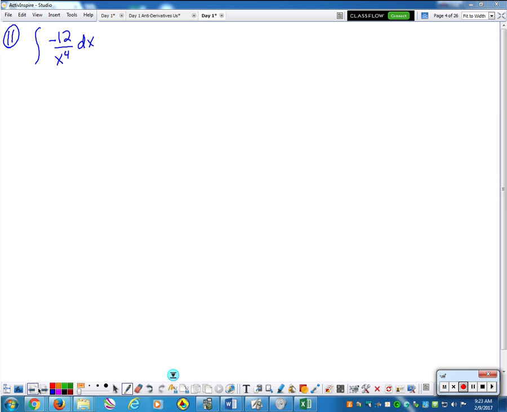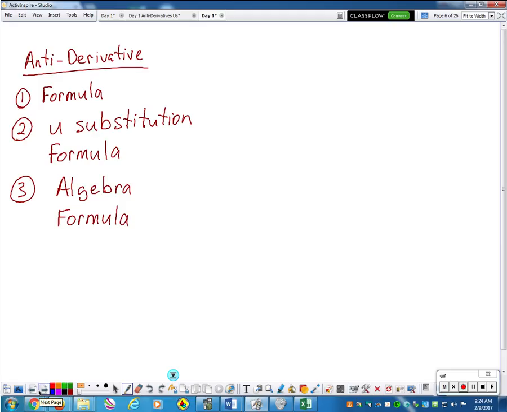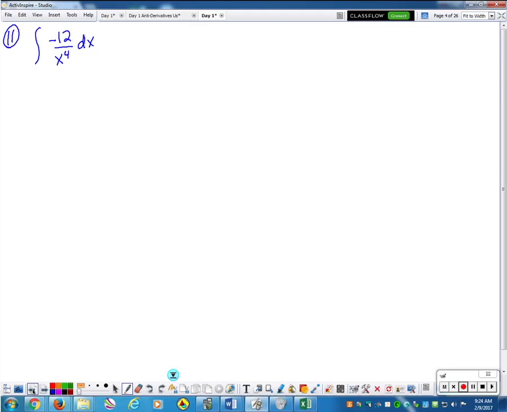I gave you this list last time. The list said that when you're solving an antiderivative problem, if you can use a formula, you just use it. We're going to do more talk on U substitution today. But sometimes you just have to do a little bit of algebra first before you can use the formula. So that's the situation here. We have to rewrite this like so.